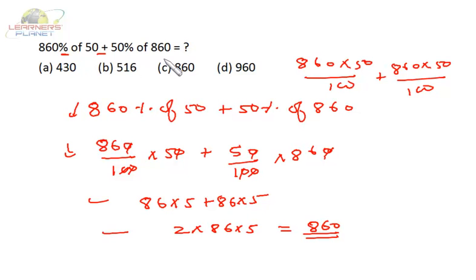That is 100% of 860. Now what is 100% of 860? It is 860 itself, isn't it? So it doesn't matter if you are calculating 860% of 50 or 50% of 860. Both the things are the same. In both the cases you are multiplying 860 into 50 and dividing the entire calculation by 100. Okay, so just do smart work, don't go for these many calculations.